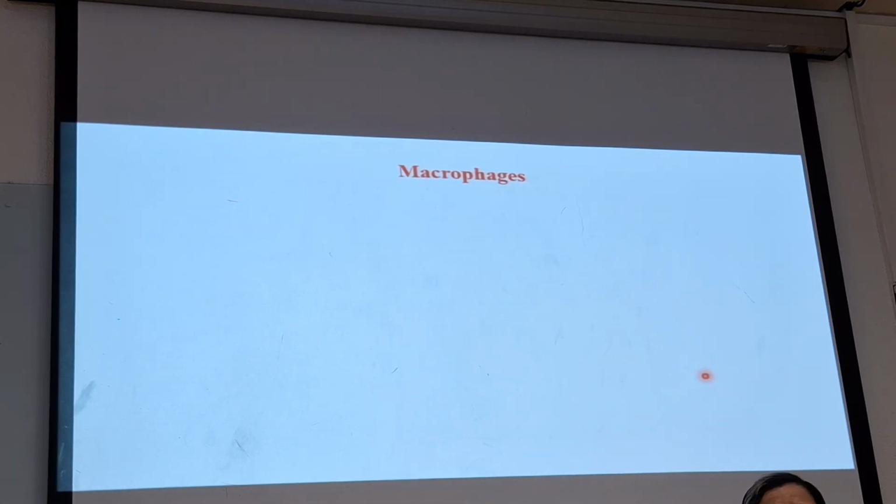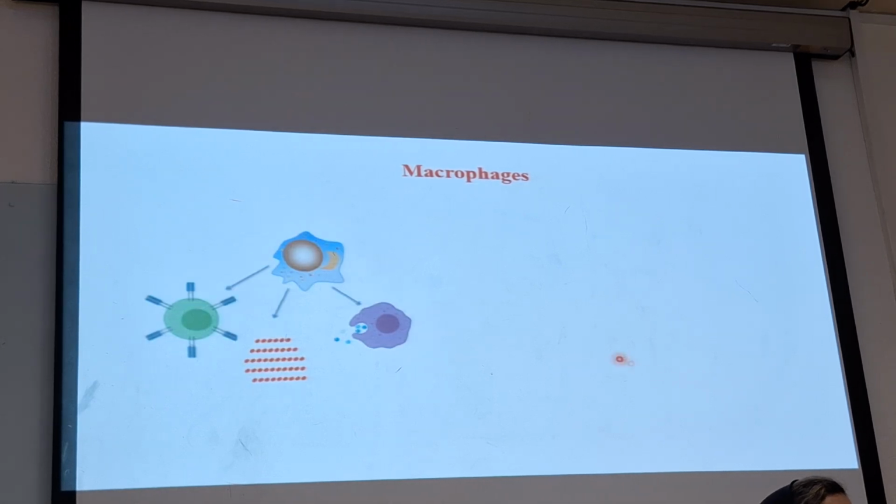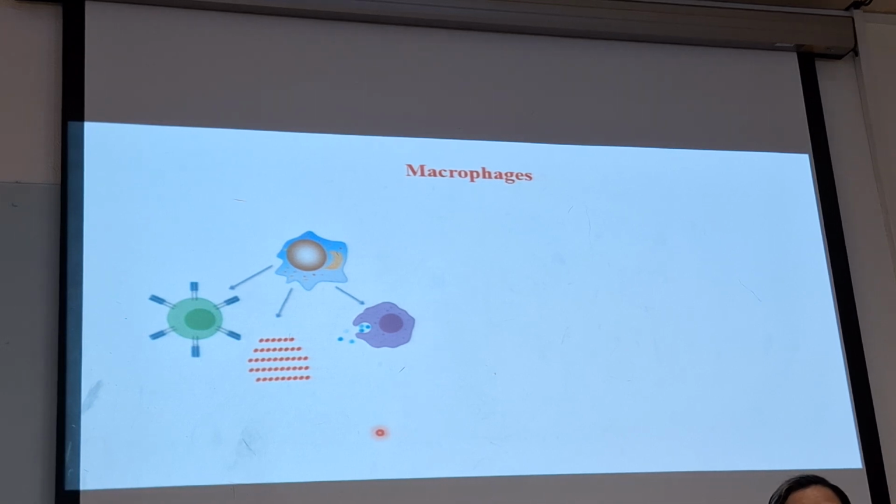And what about macrophages? Macrophages, as other innate immune cells in our body, are able to do phagocytosis, produce inflammatory cytokines like interleukin-1, interleukin-6, and TNF-alpha, and recruit other immune cells to the site of infection to help them kill the pathogens. They also present antigen to T lymphocytes as antigen presenting cells.